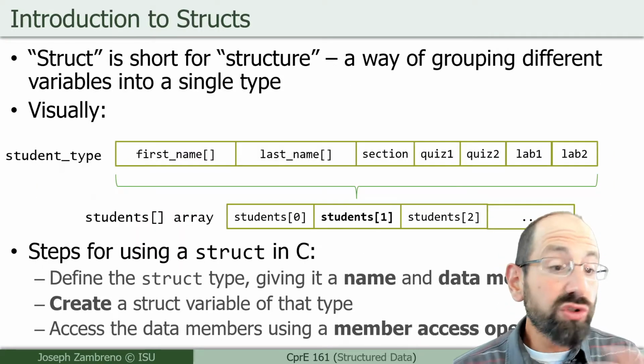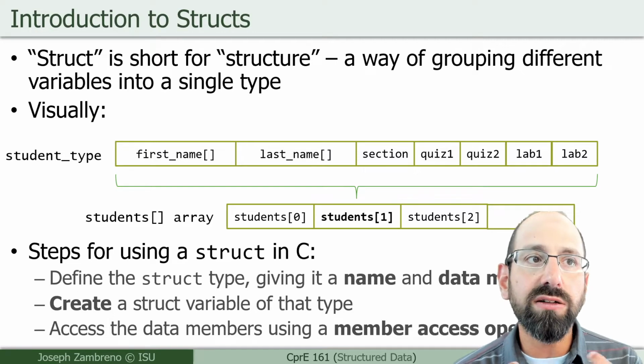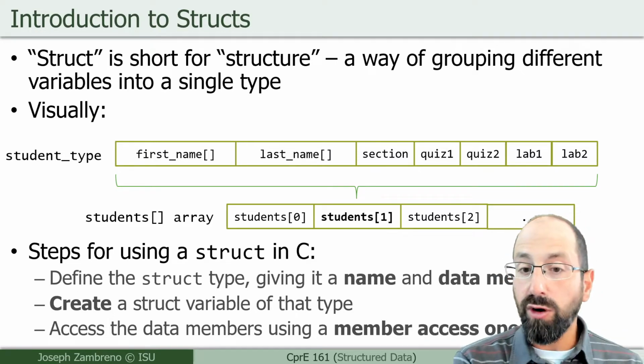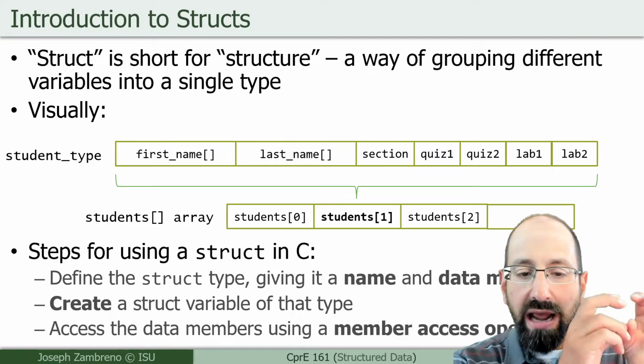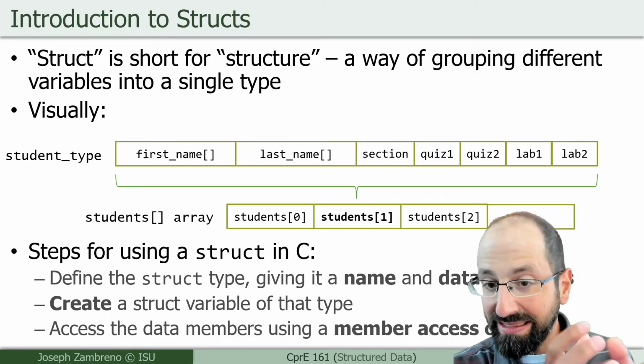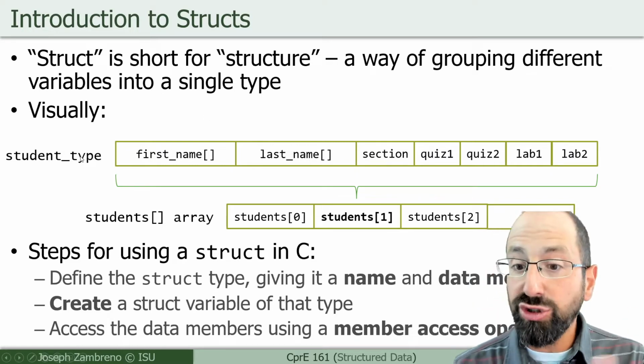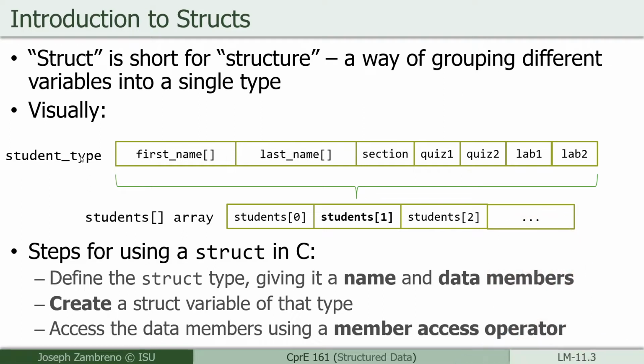So when we have this concept of a struct, it's just short for structure. It's just a way of grouping different variables into a single type. So visually, what we have is for a particular type that we are defining, we have the individual components of that type sitting back-to-back in consecutive locations sequentially in memory. So we would have a structure, maybe we would call it student type, and in our student type variable, we would have some storage for that first name array, last name array, section character, quiz 1, quiz 2, lab 1, and lab 2. That would be a single variable of that type, student type.